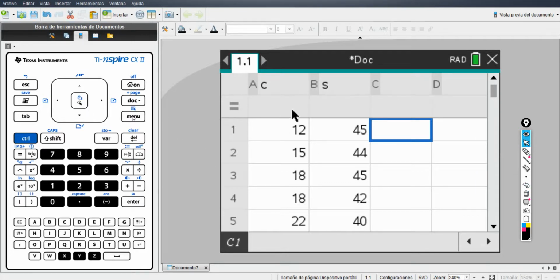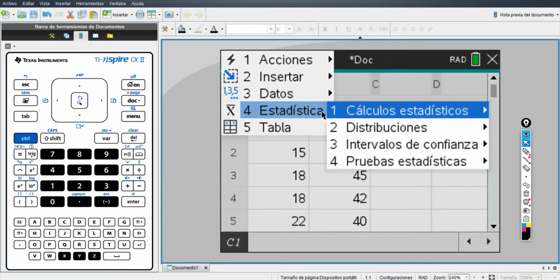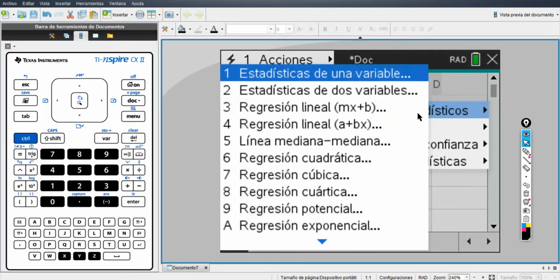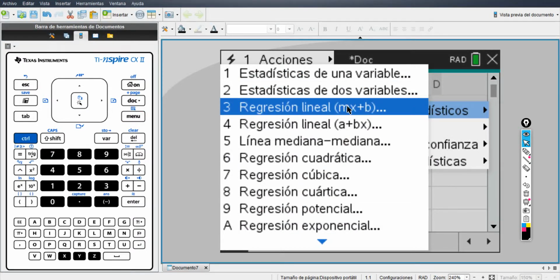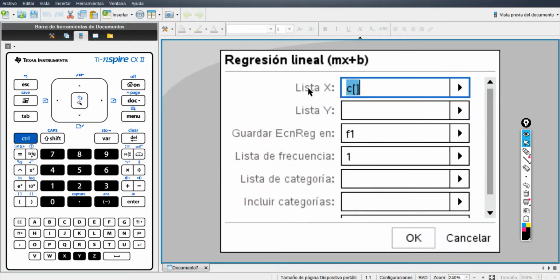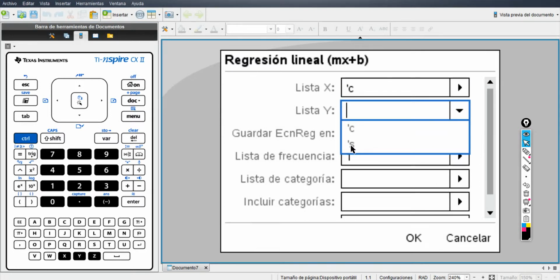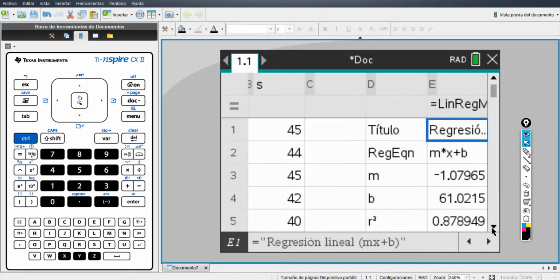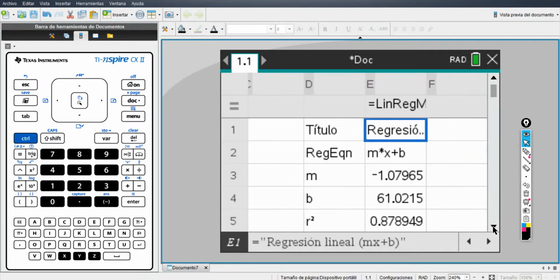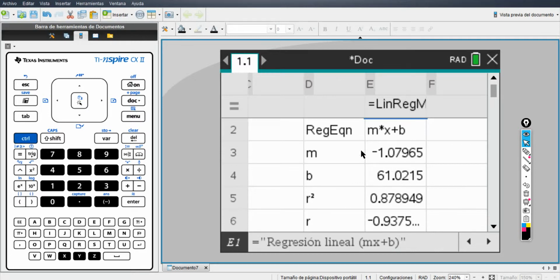How do we do it? We go to menu, we go to statistics, calculations, and linear regression. It's right here. List X, that's going to be our independent variable, which is the cost, and the Y variable is the tickets sold. We click on OK, and here we have M and B. What is M and what is B? M is the slope of such line, the line of best fit, and B is the intercept of such line.